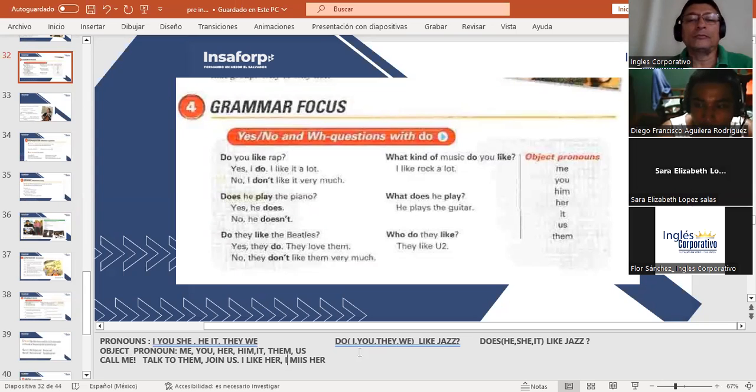So, we use do with the subjects I, you, they, we, of course, followed by the verb and a complement. Do I like jazz? Do you like jazz? Do they like jazz? And do we like jazz? Okay. And we use does with he, she, and it, the third person singular. All right. This is what we studied yesterday. We're gonna put this into practice.